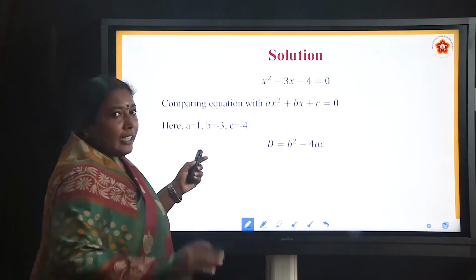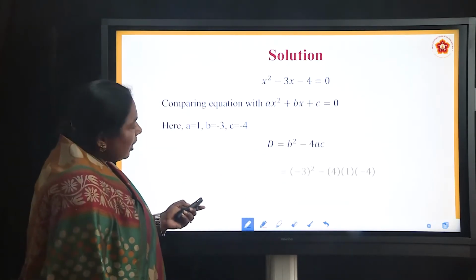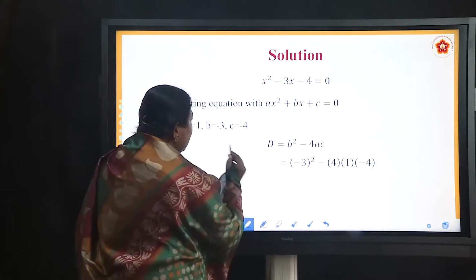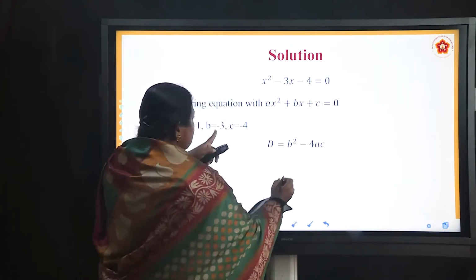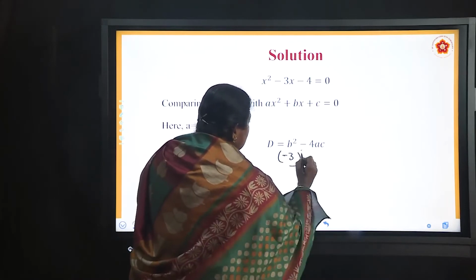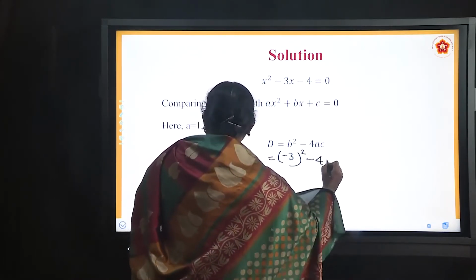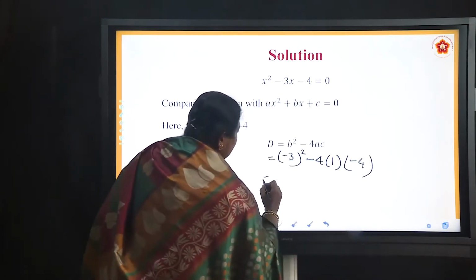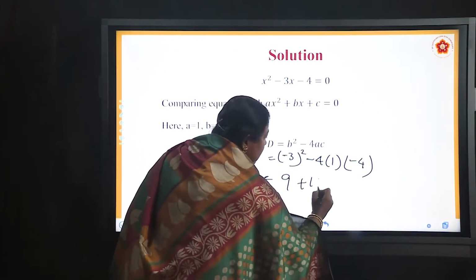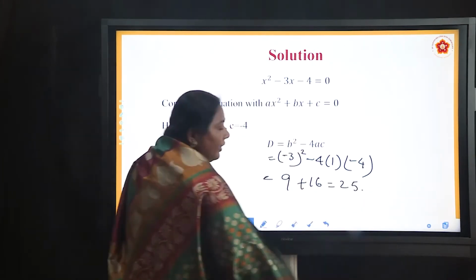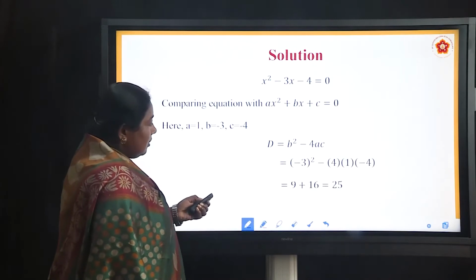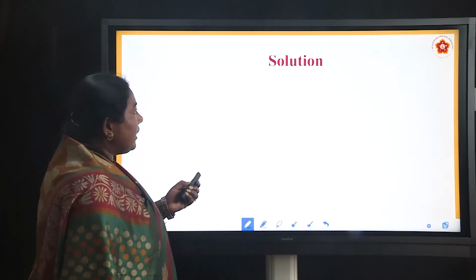So d square we can get it in the calculation also, or separately also we can do. So d is equal to b square minus 4ac. b is minus 3, so minus 3 the whole square minus 4 into 1 into minus 4. So what do you get? 9 plus 16, which is equal to 25. Easy calculations only. So d is 25.